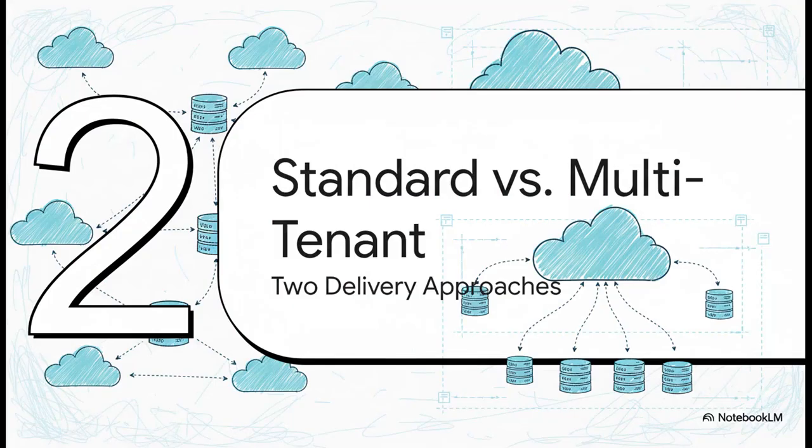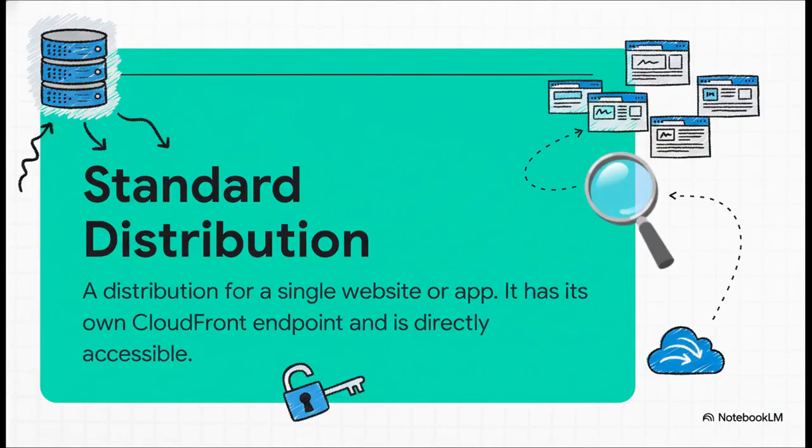Okay, so let's properly define these two approaches. Getting the difference between them is absolutely key to using this new model correctly. First up, we have the standard distribution. This is probably the classic CloudFront setup that most of us are familiar with. It's basically a self-contained package for a single website. It gets its own endpoint, that d123.cloudfront.net address, and it serves traffic straight to your users. It's simple, it's effective for one app, no problem there.